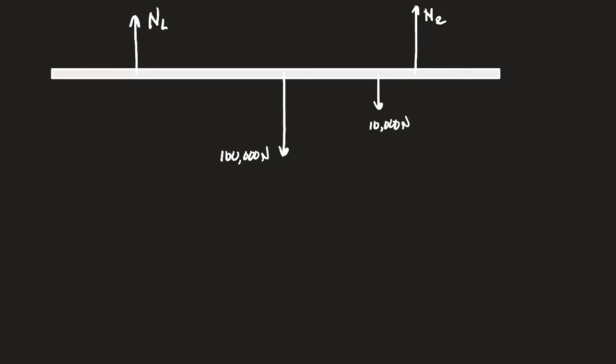Now, this next part isn't a hard and fast rule. It's what I would do if I were solving the problem. It makes it easier. Always put your pivot on an unknown force. If the problem is static, always put your pivot on an unknown force.